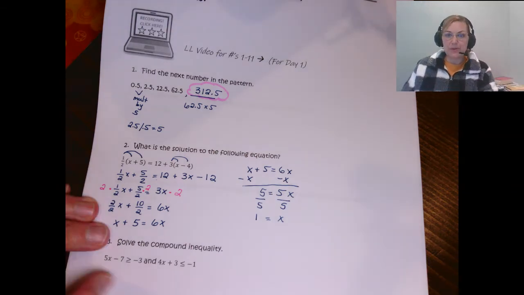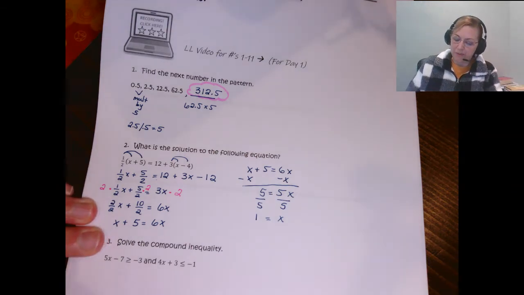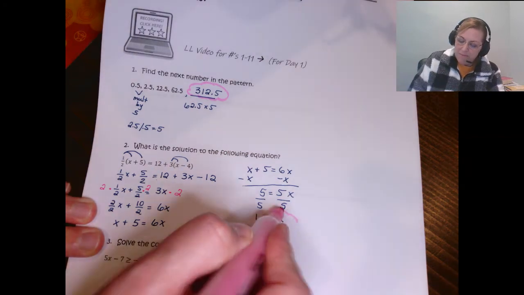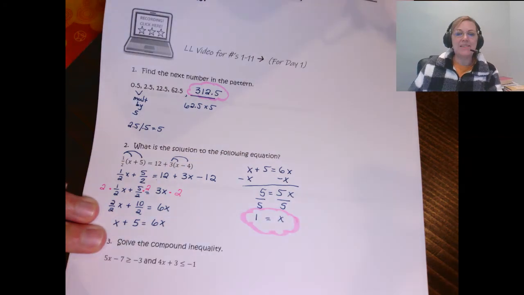I'm a color person, so I like to color code mine and just add some little extra there.